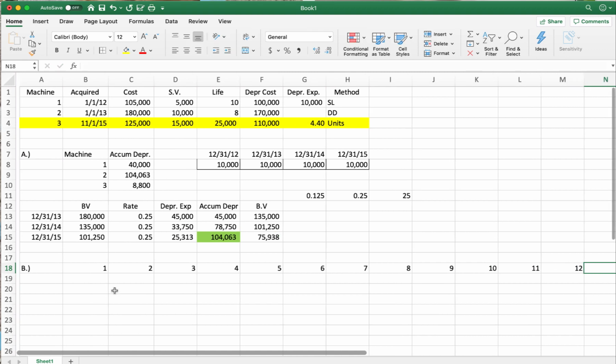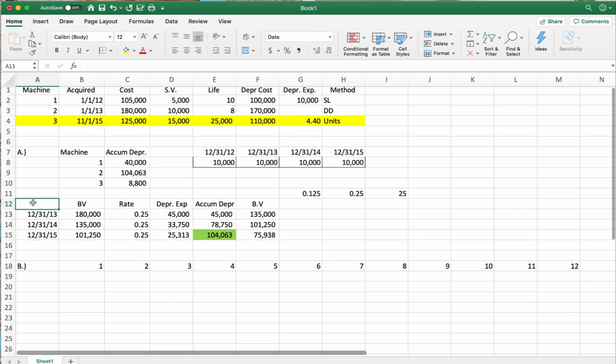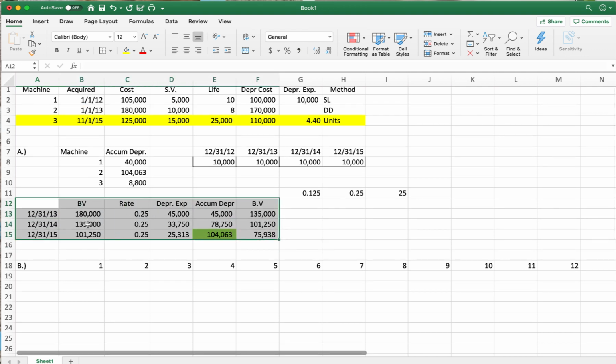Okay, so I got 1 through 12. Those are my months: January, February, March, April, and May. So what they're saying is, what is depreciation in year 1 if we bought the machine in May instead of January? What we're going to do in this problem is compare the answer we get with what we calculated in our double declining table.